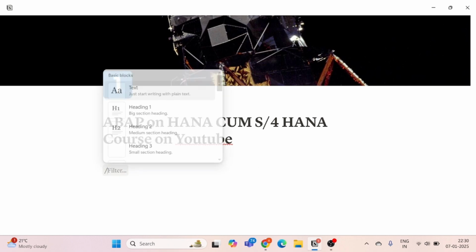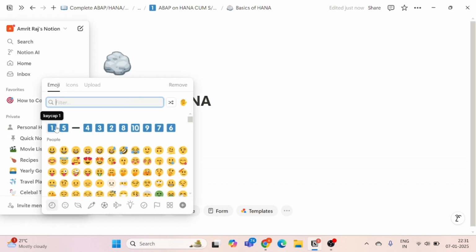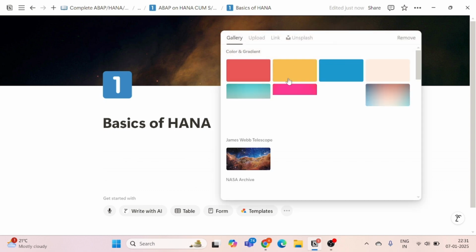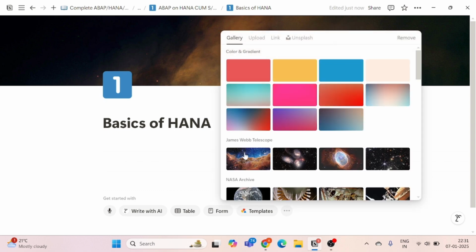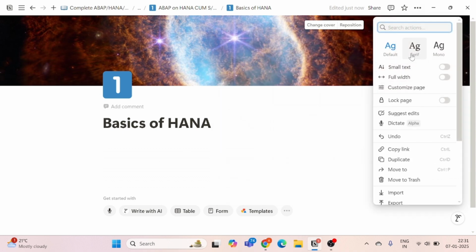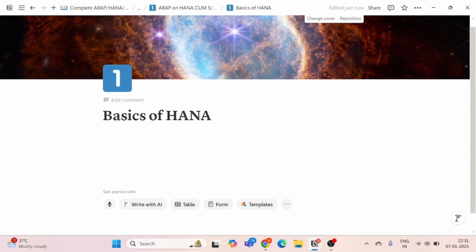I will start with the first topic, and we are going to see everything in detail. So, basics of HANA. We are going to start completely from scratch. The basic requirement for learning this course will be basic ABAP and a little bit of object-oriented programming. The rest of everything we are going to discuss over here. So, what is HANA?